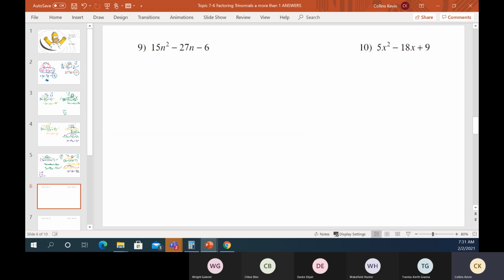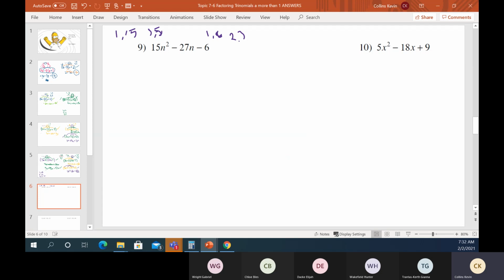Okay, so this one here, same deal. We've got a couple possibilities here. So for this one, we could have 1 and 15. 1 times 15 is 15, or we have 3 and 5. Okay. And then we have a negative 27. So notice in this one, we're going to have 1 plus and 1 minus. Okay. So for this one, we got our possibilities over here too. We got 1 and 6. And then we've got 2 and 3.